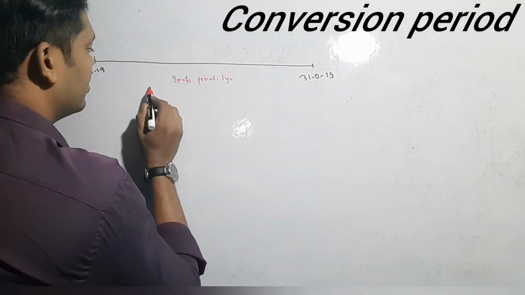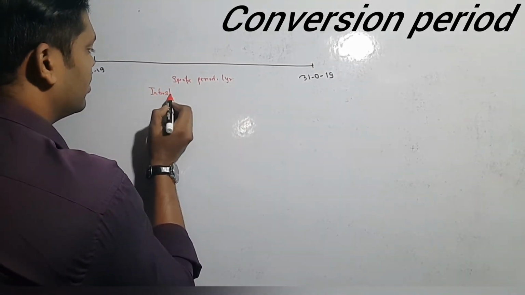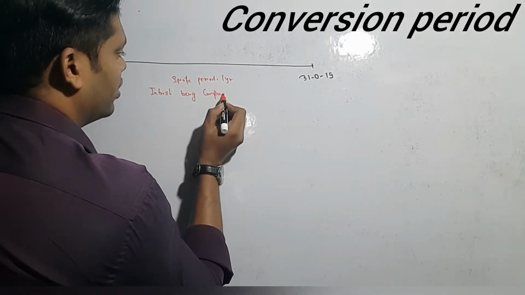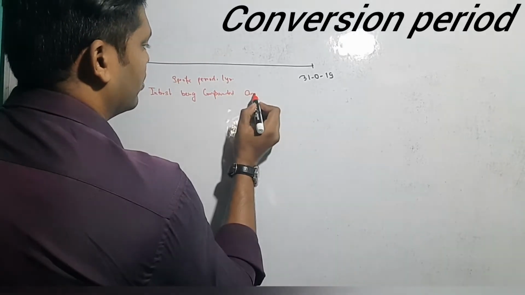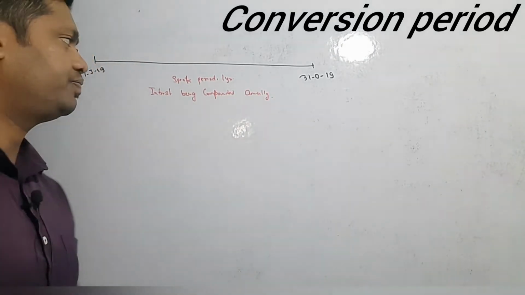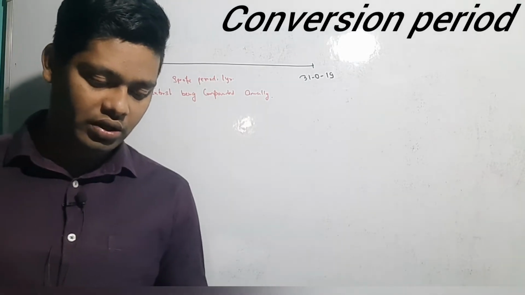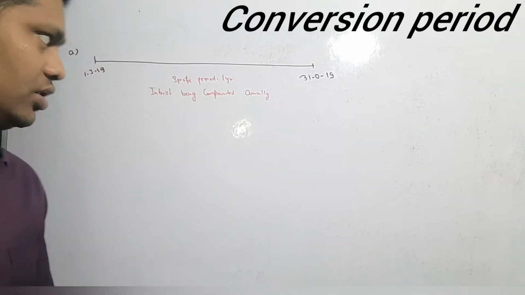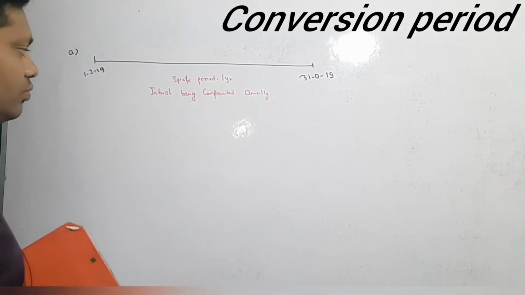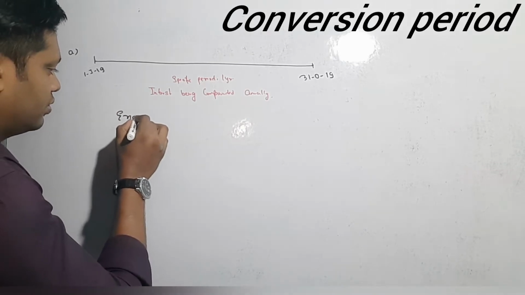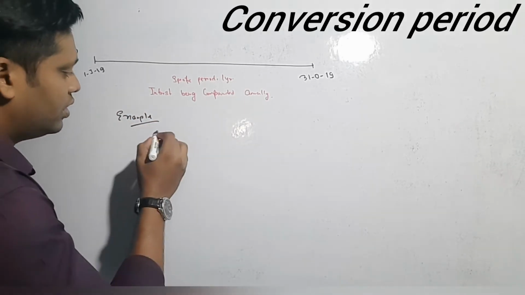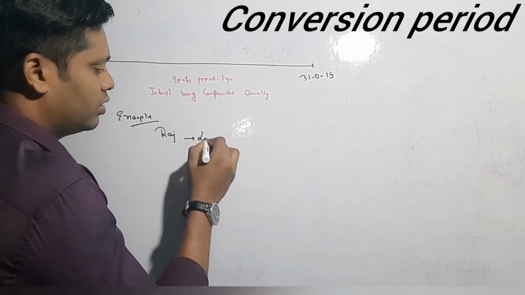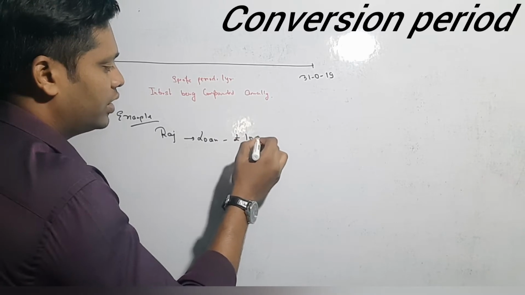Interest being compounded annually. What does it mean? I will give you a small example regarding this, and after that you will be able to give the answer. For example, Raj has taken a loan from the bank of rupees 10,000.